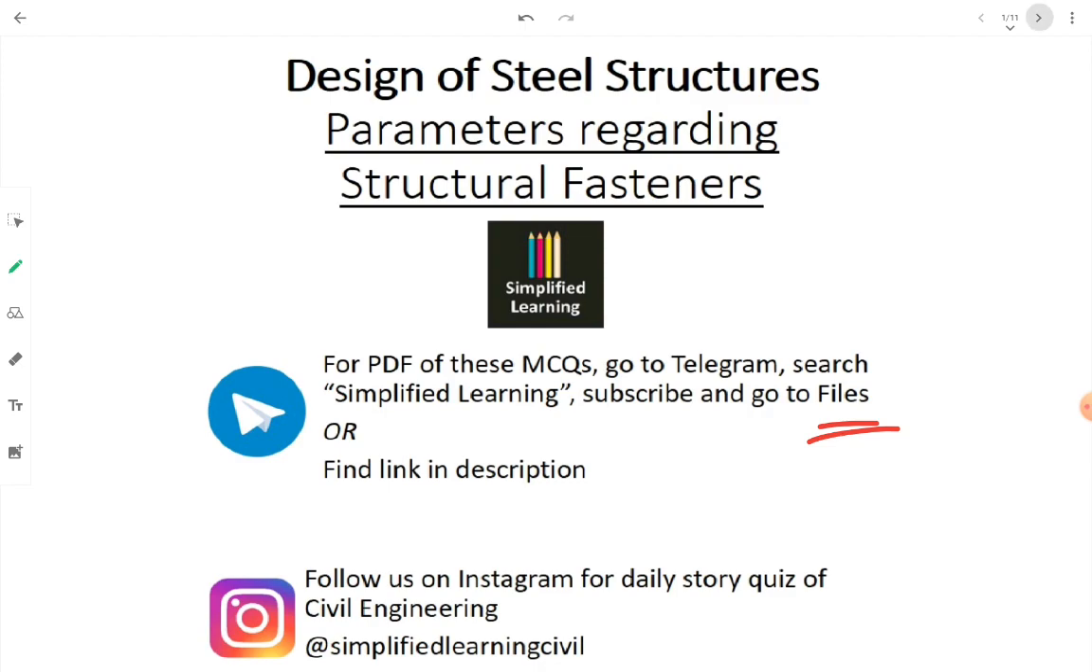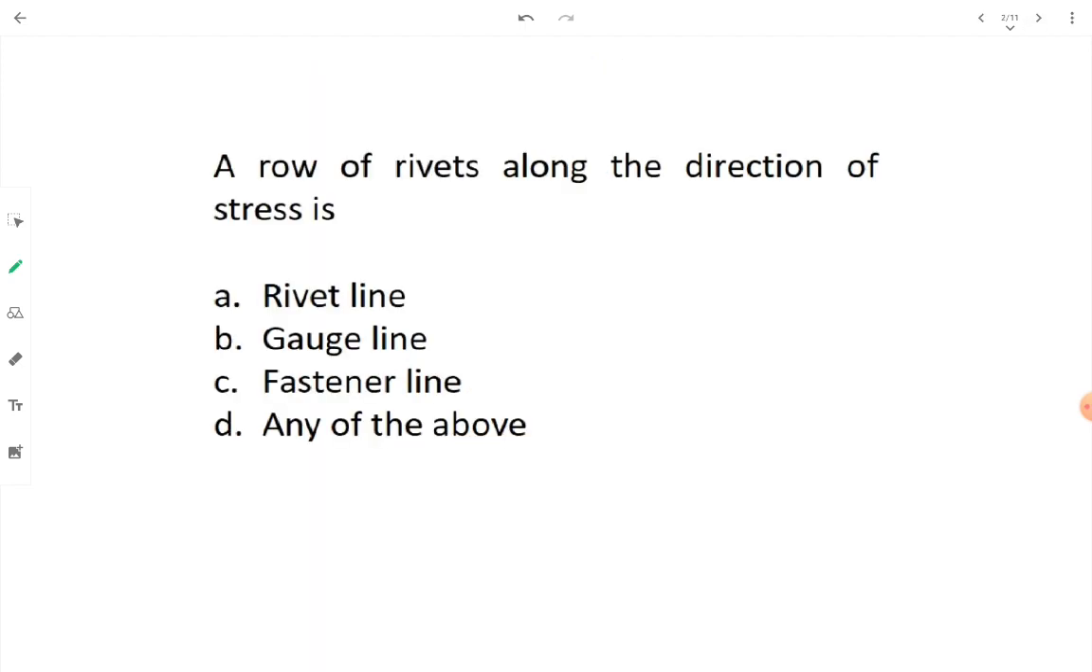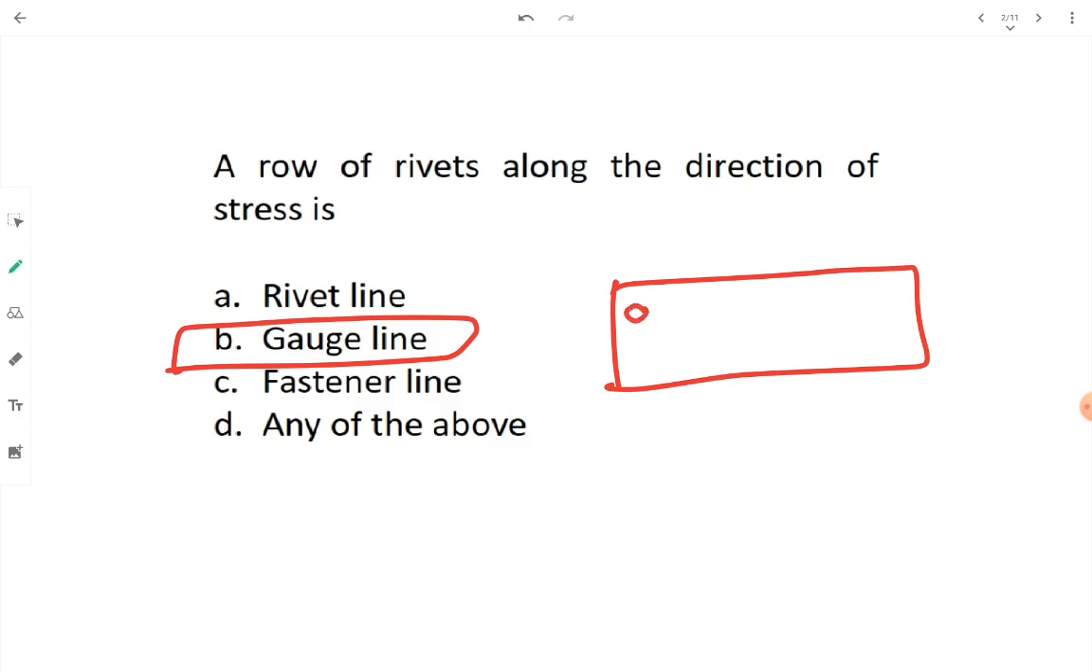Okay, let's go to question number 1. A row of rivets along the direction of stress is called as gauge line. Okay, see, for example, this is the thing we are talking about. This is a row of rivets. This is gauge line number 1, this is gauge line number 2.